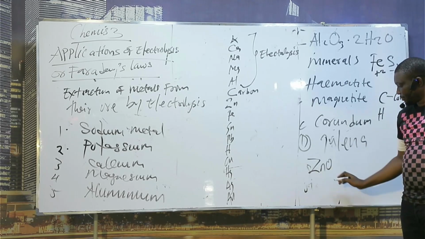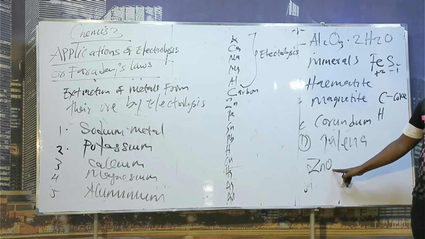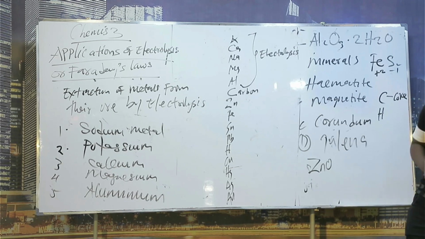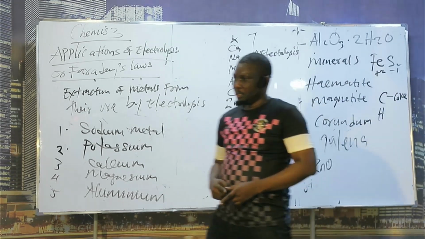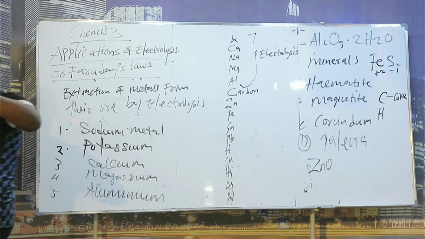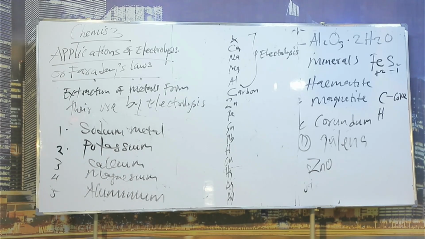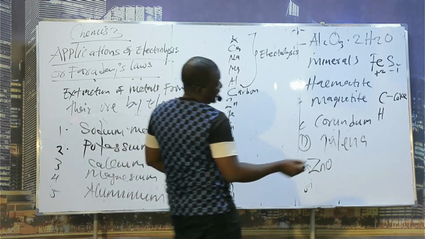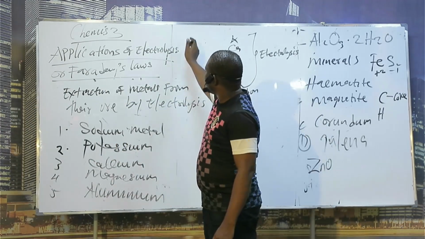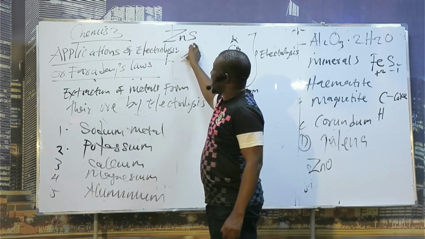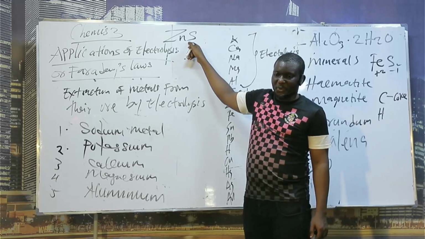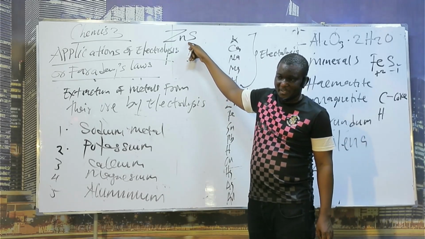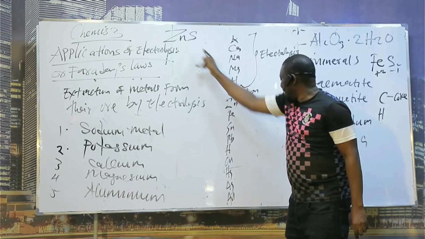Zinc, give me here. What is the ore of zinc? What is the chief ore of zinc? Zinc blend. What is the formula of zinc blend? Zinc sulfide, a sulfide ore. But why am I not using this one? I'm using this one.